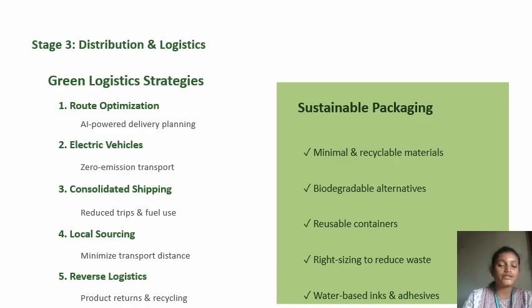Their route optimization is referred to as AI powered delivery planning. Electric vehicle is zero emission transport, for example, e-vehicle. Consolidated shipping is meant by reduced trips and fuel use. For example, controlling the petroleum. Local sourcing is referred to as minimized transport distance. Reverse logistics is majorly used for product returns and recycling.